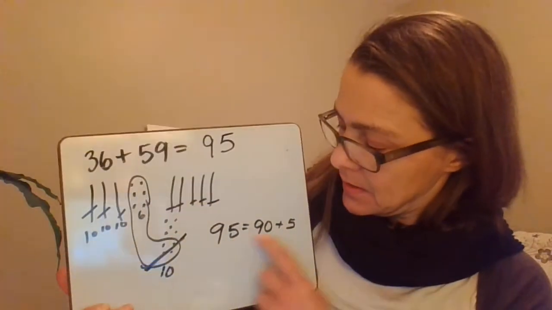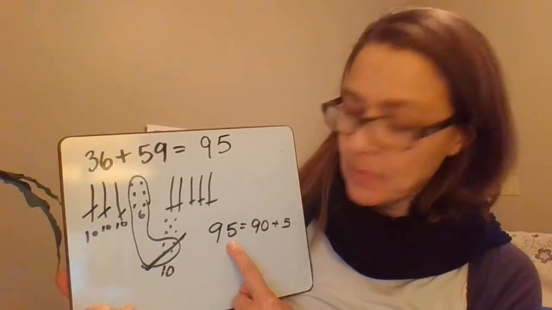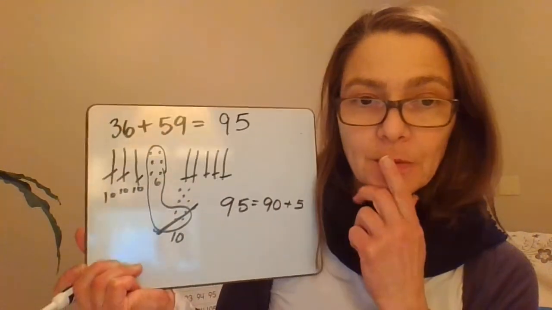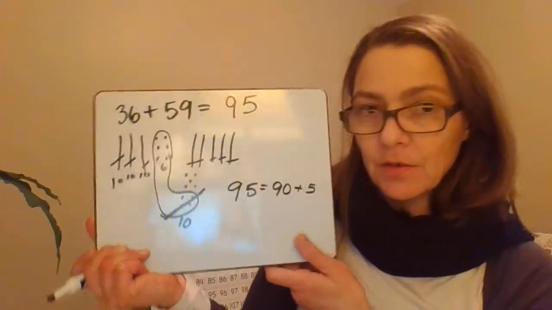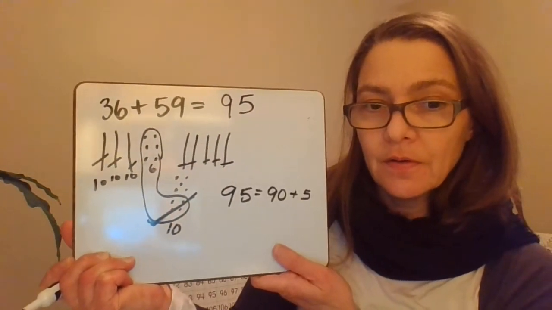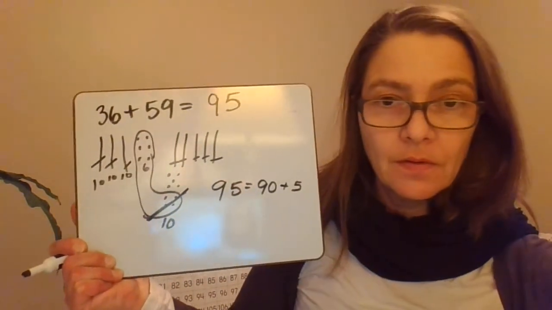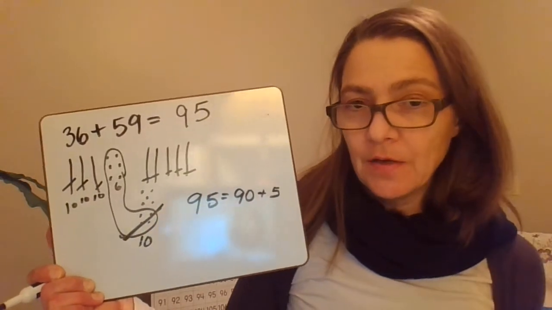And when we write it, it's 95. But it equals 90 plus 5 in expanded form. So this is one way you can solve 2-digit math equations.